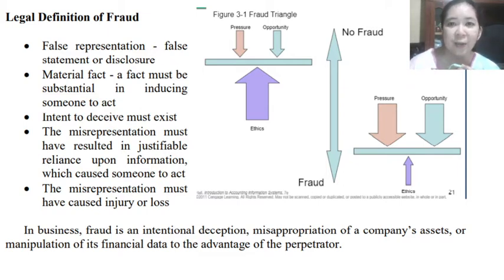Another element of the definition of fraud is that it has to be intentional, to deceive the other party. When we say intentional, this means that it is known by the person who did this that this is wrong, this is false, but they do it anyway because again, they have objectives to meet. So there is intention to deceive the other party.